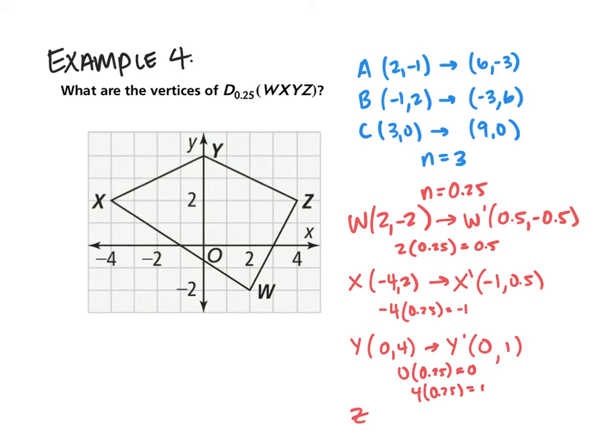And then Z, which is currently at 4, comma 2, that's going to move to Z prime, which will be at 1, comma 0.5. So here are the 4 new coordinates of our quadrilateral after we dilate it by a scale factor of 0.25, again centered at the origin since it doesn't list a different center of dilation.